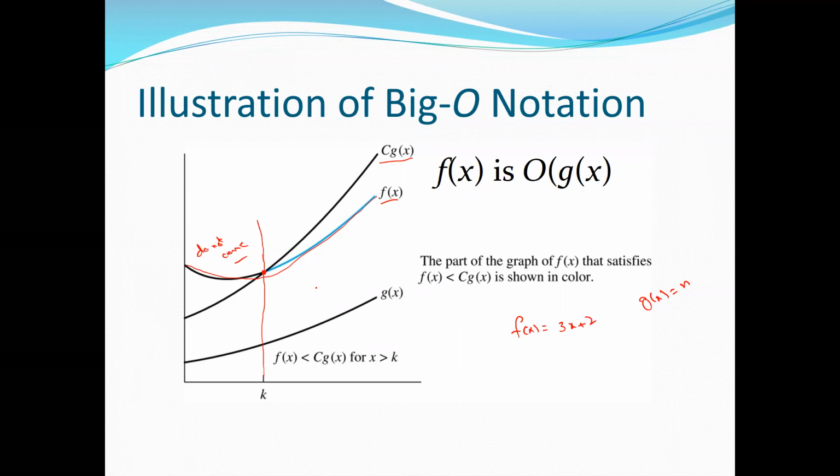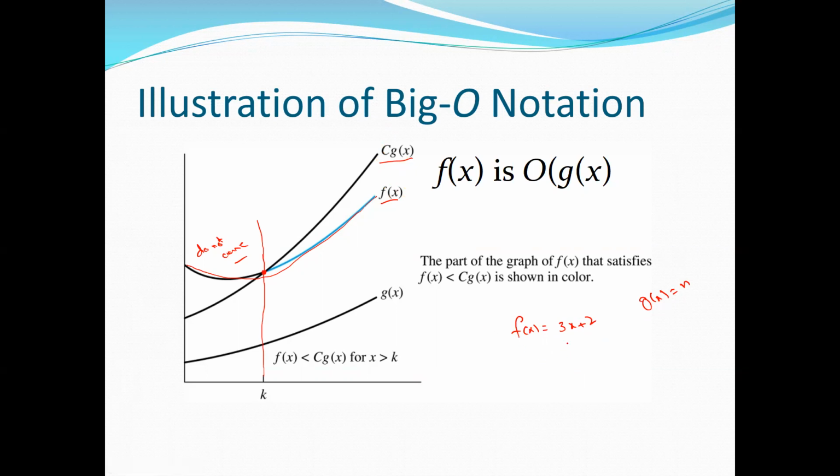Remember one more terminology: we say that c of g of x is the upper bound of f of x. That means f of x will never cross this g of x. g of x remains the upper bound of f of x. That's why f of x is always less than or equal to c of g of x. Clear? So I want to check whether f of x is order of g of x, big O of g of x, or not.